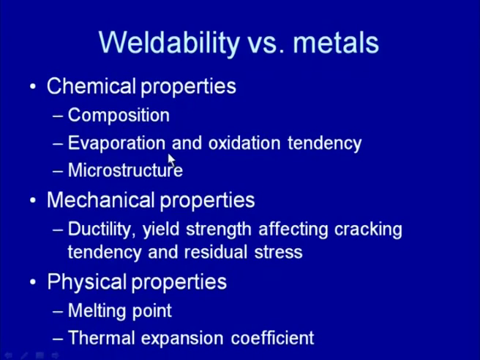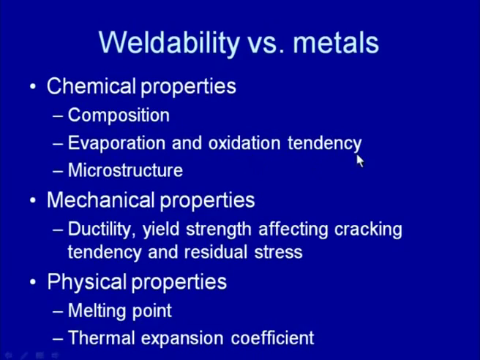So, the chemical composition of the weld metal affects the weldability significantly, like the presence of certain alloying elements in the metals that tend to evaporate or get oxidized in the arc environment, and that will lead to a change in the chemical composition of the weld metal. Due to the oxidation tendency, they will also increase the oxide inclusions in the weld metal, and similarly the microstructure.